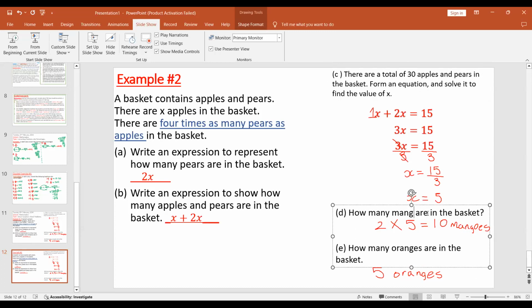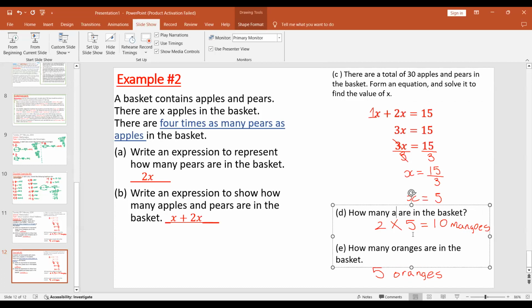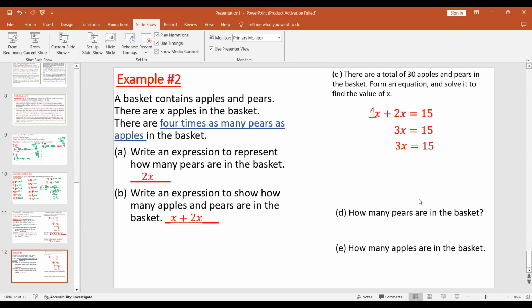And I want to know how many apples do we have in the basket? How many pears do we have in the basket, and then how many apples do we have? Okay, good, cool. Okay, so let's answer these.